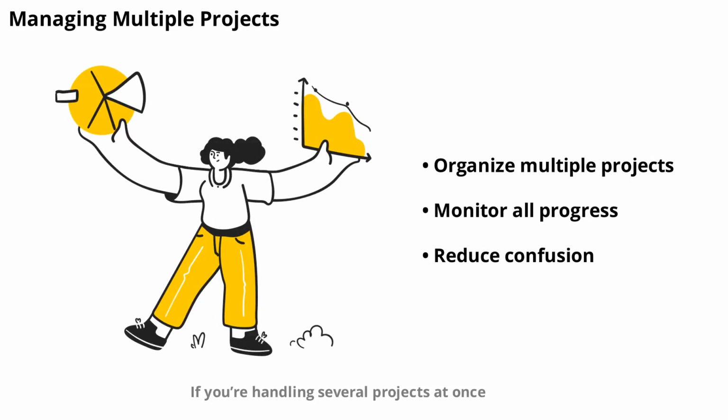If you're handling several projects at once, your ATS can help you keep everything organized. Create separate projects for each initiative and use dashboards to monitor progress across all of them. Assign team members to multiple projects as needed and use tags or labels to differentiate tasks. Managing multiple projects in one system saves time and reduces confusion.